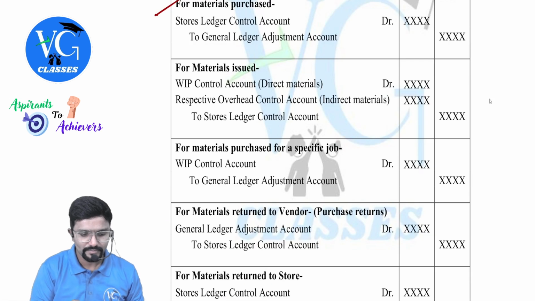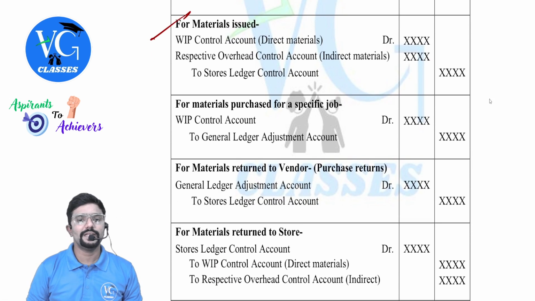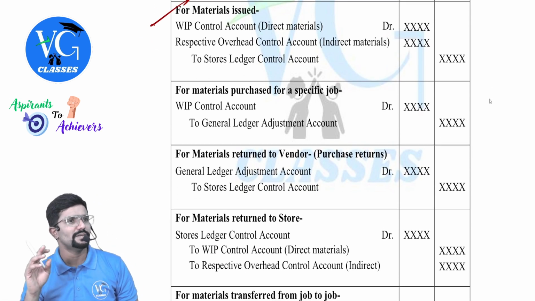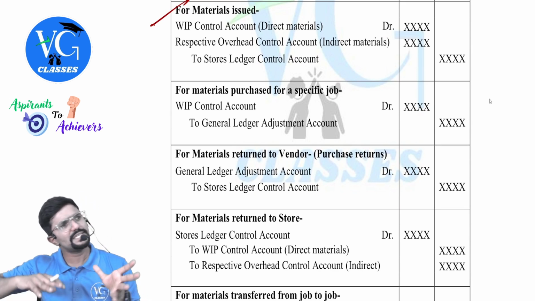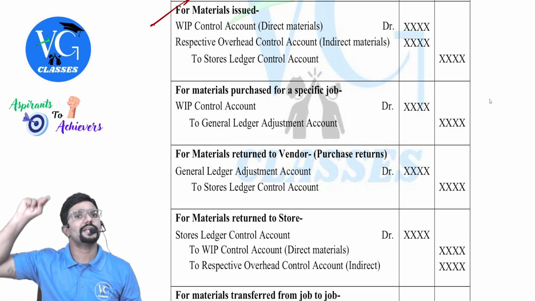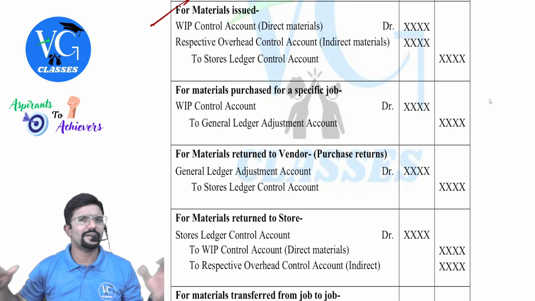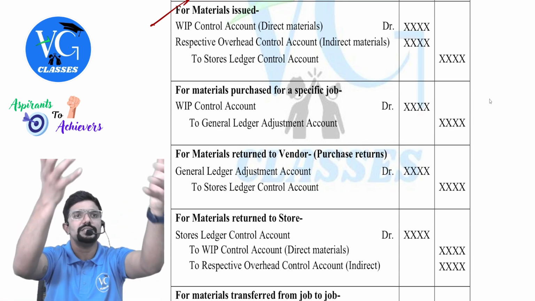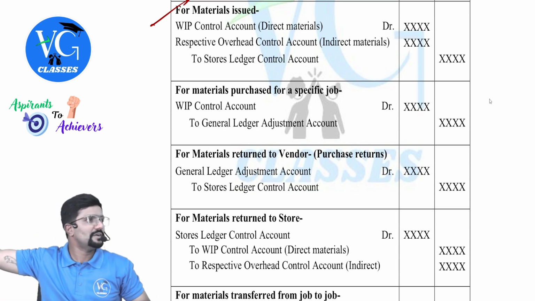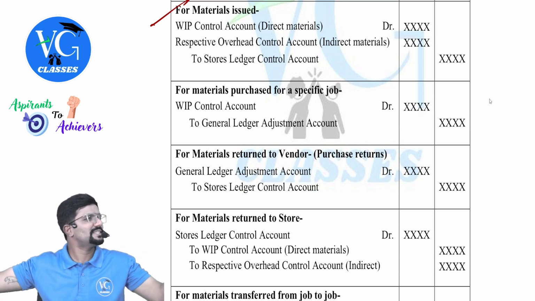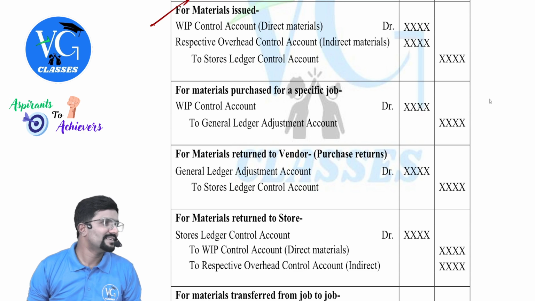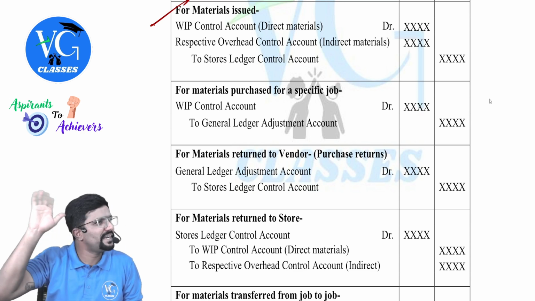Done with this. Next, materials purchased for a specific job. Sometimes this happens. Sir, I have purchased it directly for a particular job. Then record straight away in WIP control. What is the normal procedure? Sir, we purchase, receive it in the stores, and then send it to WIP. Yes, but here we purchase and receive it straight away in WIP. It is like a net entry we pass.